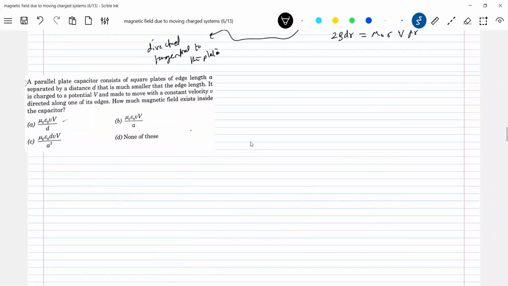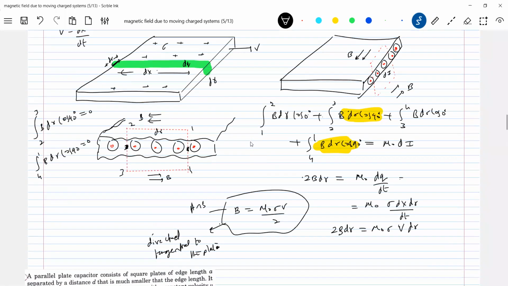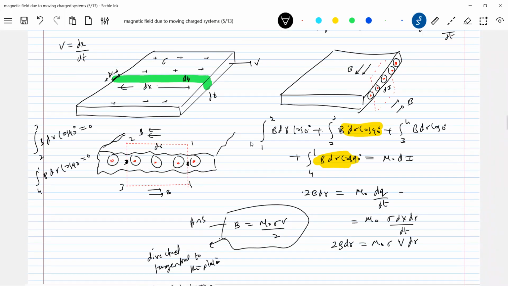Okay, just one small application. Okay, somebody is asking, see once. That dx by dt is what we have replaced with v.